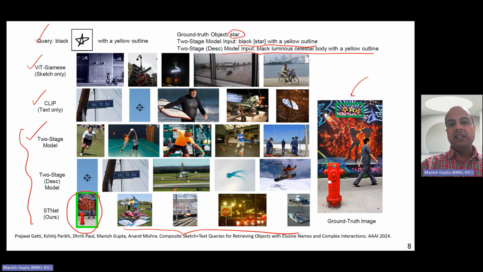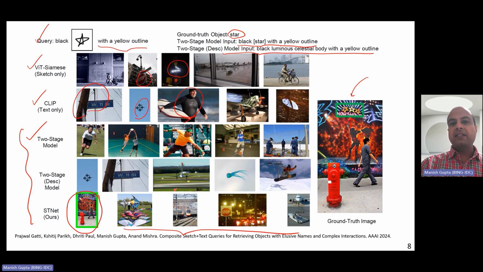VIT sketch only baseline just does not work, right? I mean, it basically sometimes gets this stop sign, sometimes some luminous object, but it's basically just a sketch-based baseline in that sense. Now, clip, remember, it's just a text-based baseline. So it just uses black, black with a yellow outline. So basically it just retrieves black images, anything black, with seemingly yellow outline, but not really, right?